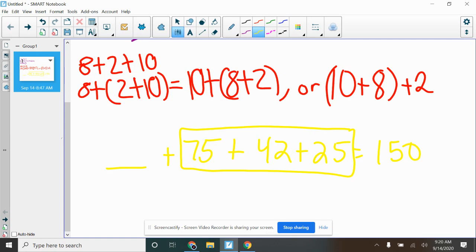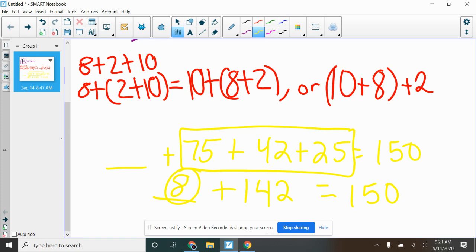So what is 75 plus 42 plus 25? Isn't it 142? Yes, it is. Easy. So now I have a problem that looks kind of simple: blank plus 142 equals 150. Now I could subtract if I needed to, but some of you are like, this is easy, I can do this in my head. What number do I still need to get me to 150? 8. And that's our final answer.